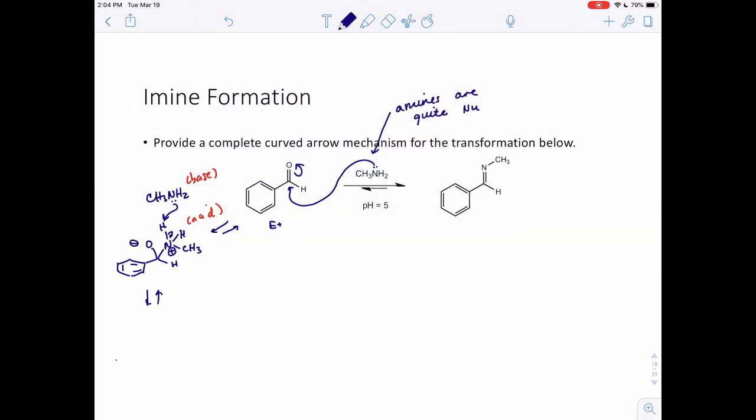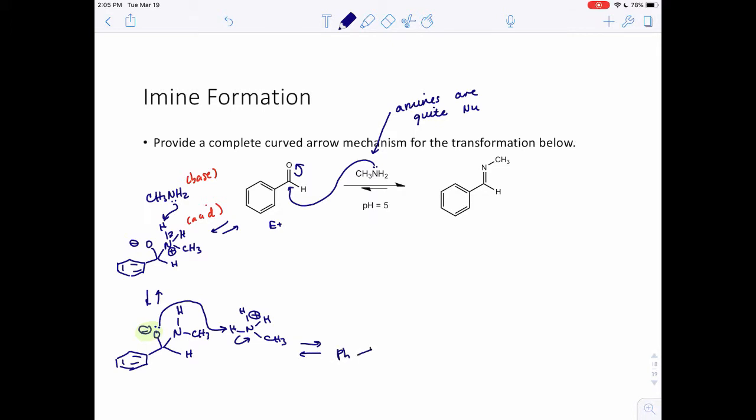Now, from this intermediate, I want you to consider what's going to happen next. Take a look at the product and think what needs to happen to form that product. If you thought that this oxygen needs to leave, you're absolutely correct. It does need to leave, but it's going to leave as water. So the next step is that we're going to protonate that oxygen. Now, what is the acid source? You can use the protonated amine as the acid source. We actually just generated this, right here. So we can use that as the acid source. So go ahead and protonate the oxygen.